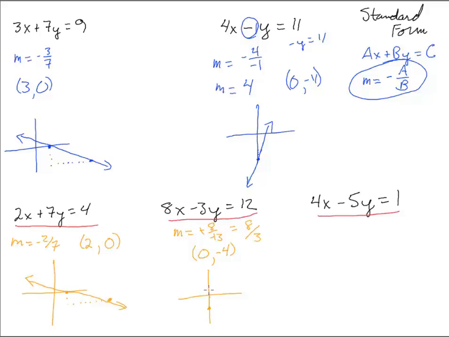1, 2, 3, 4, 5, 6, 7, 8. 1, 2, 3. And there's the line. Good.